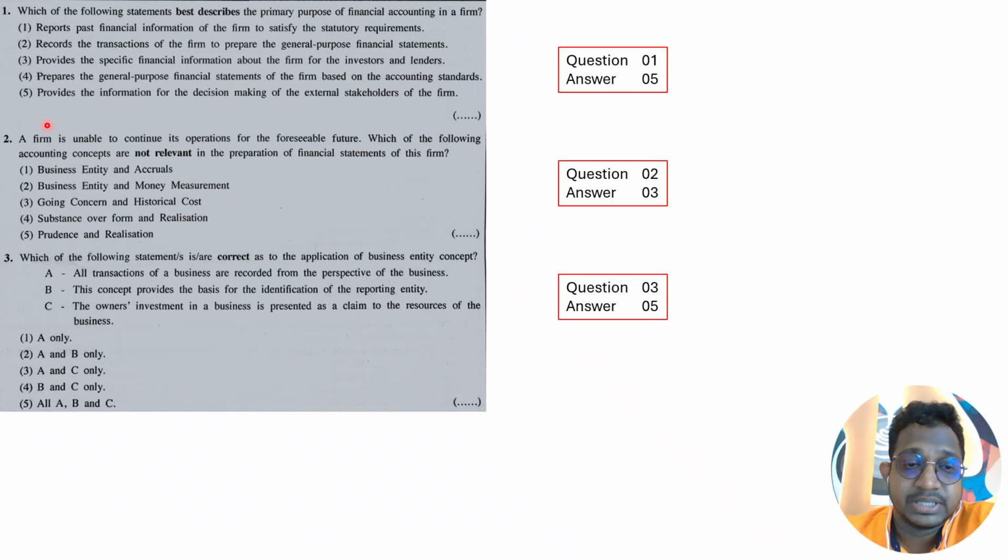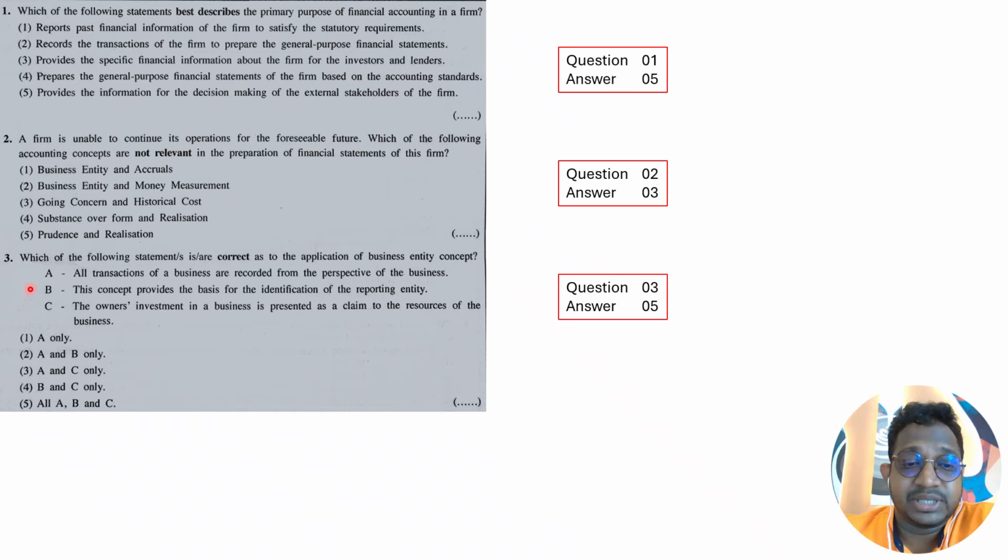Second one: a firm is unable to continue its operations for the foreseeable future, and which of the following accounting concepts are not relevant in the preparation of the financial statements of this firm? If a firm can't continue its operations for the foreseeable future, then you can't follow the going concern concept and the historical cost concept. So the answer should be the third one, going concern and historical cost concept.